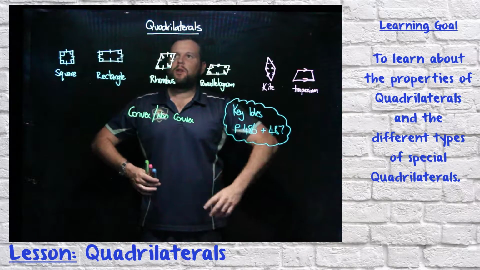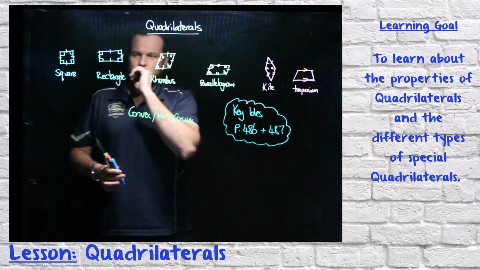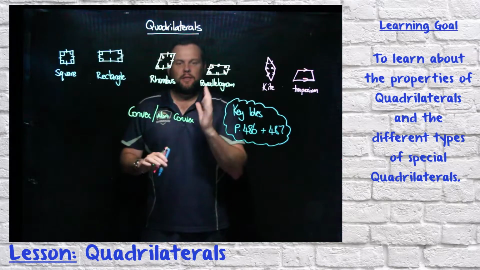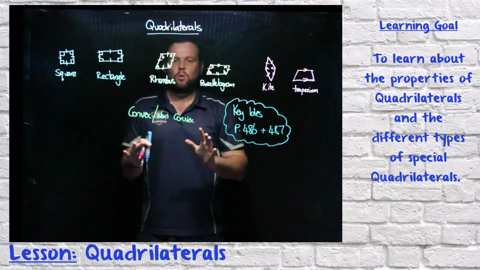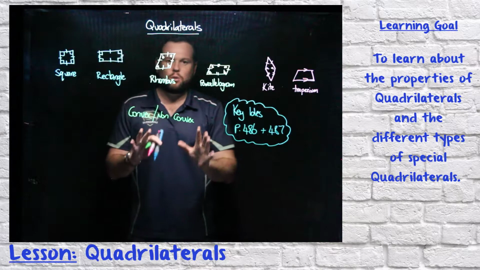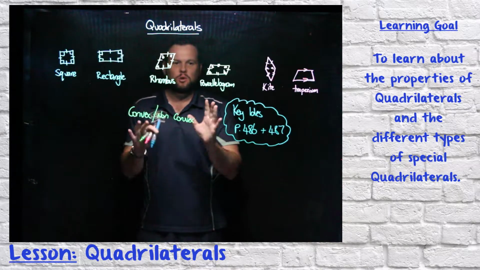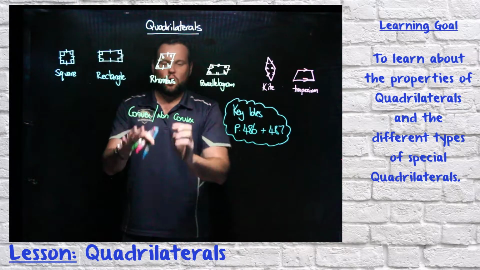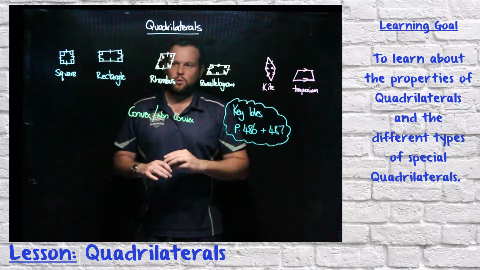Okay, so today we're looking at quadrilaterals. And remember, quadrilaterals are four-sided polygons. The thing about quadrilaterals is that some of them have special properties. It's really important to remember which quadrilaterals they are. But first I'm just going to talk about convex and non-convex quadrilaterals.